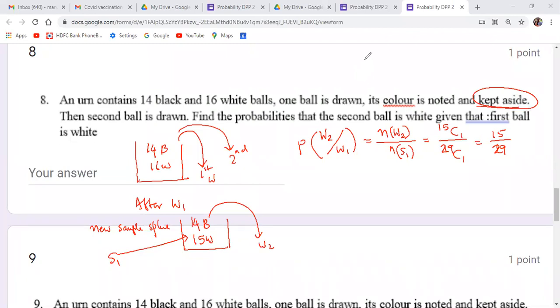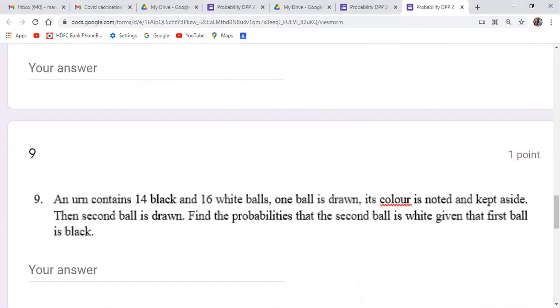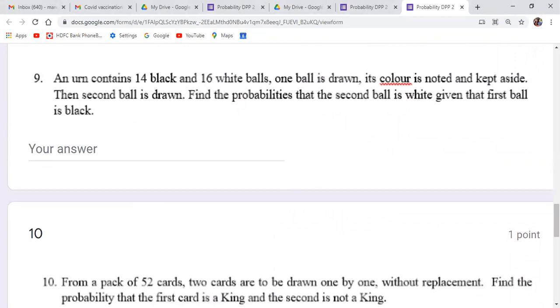Anybody having doubt? No, sir. The notation is clear to you. This notation, given that, should be there. So I'm clearing this. Yesterday I thought the ball is taken out and again kept inside. You have to depend on the question. You have to read the question and decide that.